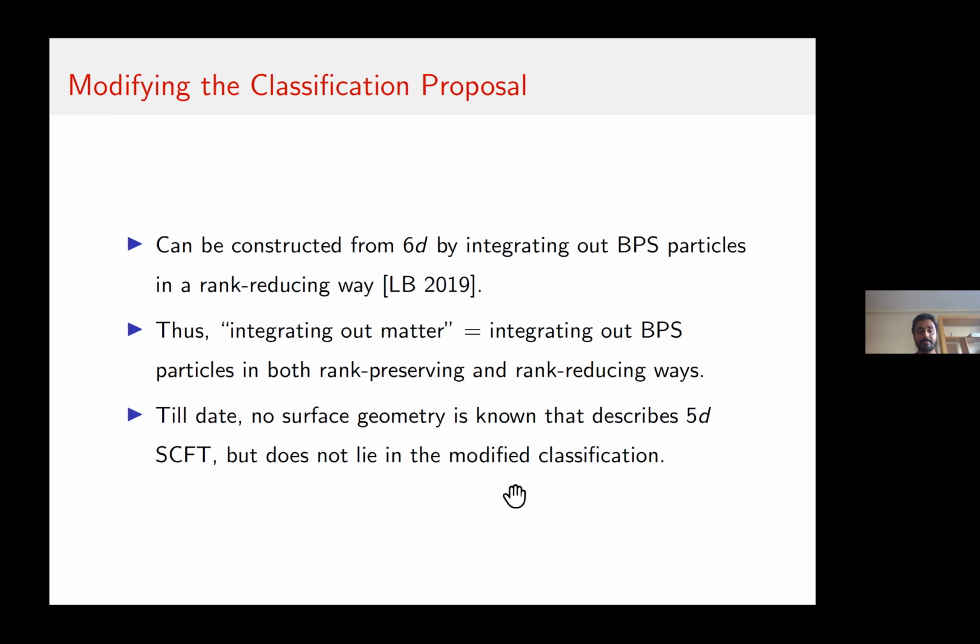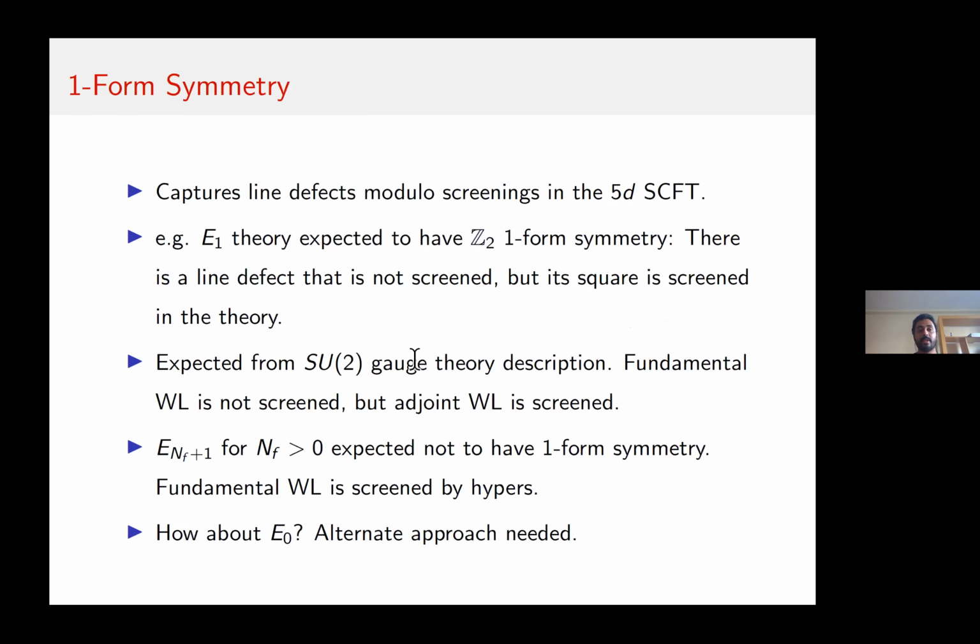Okay. Right. So till date, there is no known surface geometry which describes a 5D SCFT, that means it satisfies the contractibility properties, but does not lie in this modified classification. So it seems that to this date, all the known 5D SCFTs, the ones that we know, can be constructed by 6D SCFTs compactified on a circle. Okay, so now I will switch gears a little bit and go to generalized global symmetries.